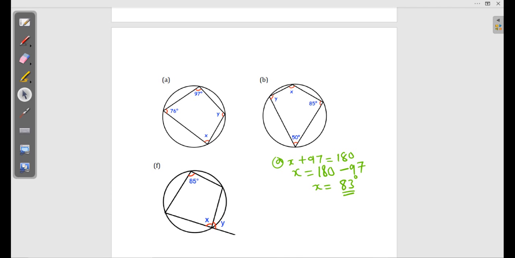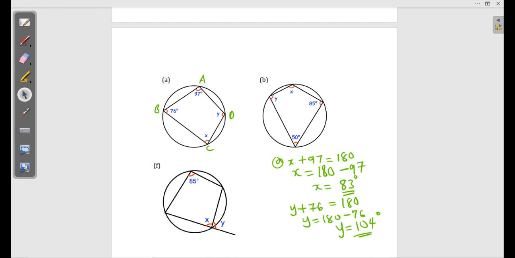Y is opposite 76. Don't forget that this is already a cyclic quadrilateral, A, B, C, D, because you have 4 vertices touching the circle. So here we'll have y plus 76 is equal to 180 degrees, and y is equals to 180 minus 76, and y is equals to 104.